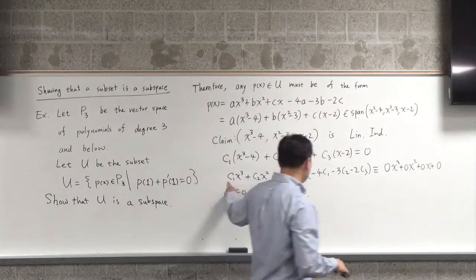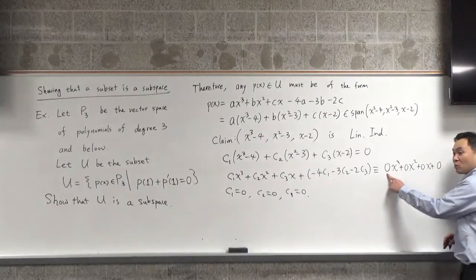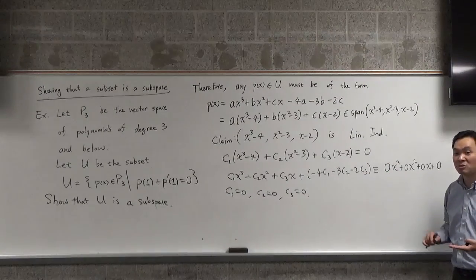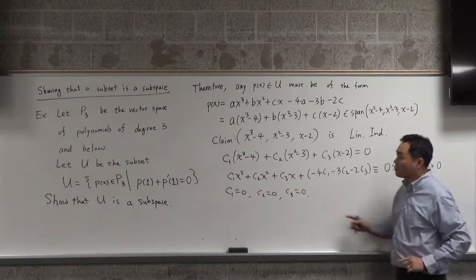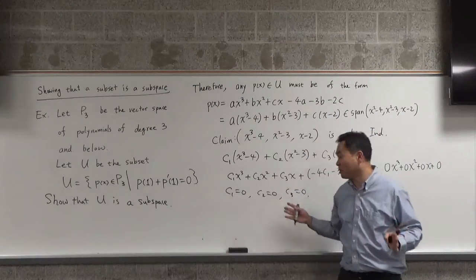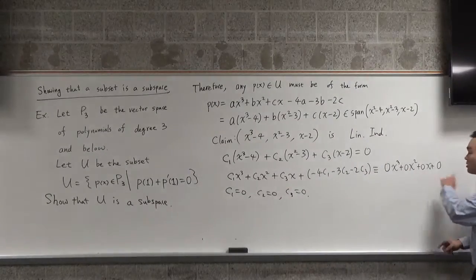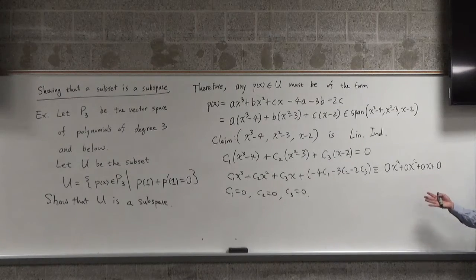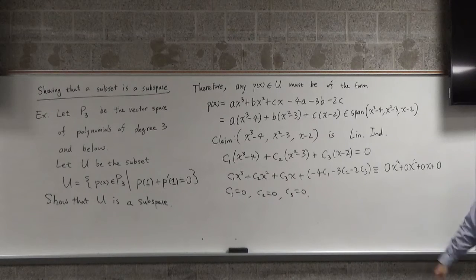See, x cubed has c1 as a coefficient, x cubed has 0 as a coefficient, they have to be the same. So what choice do you have but to say that c1 has to be 0, right? 0x squared, c2x squared, c2 has to be 0. c3x, 0x, c3 has to be 0, okay? So now you have that, and we've shown that it's linearly independent.